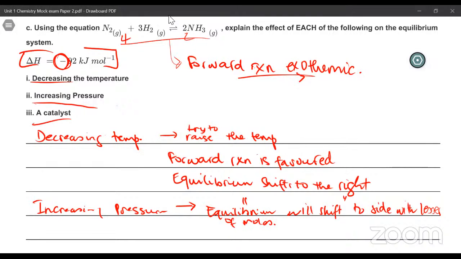And finally, a catalyst. Now, this is a trick question, because a catalyst doesn't affect the equilibrium. It does nothing to the equilibrium. What a catalyst does is speed up the rate of the reaction. Even though the reaction rate has sped up, you will find that the concentration of the reactants is always going to be the same, while the concentration of the products is going to be the same. It's just happening at a faster rate. So nothing happens to the equilibrium.